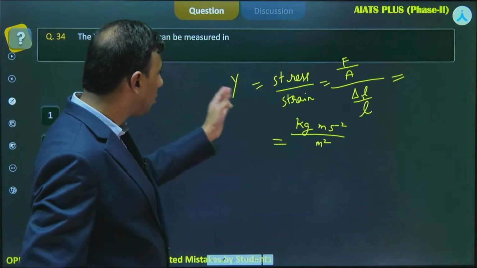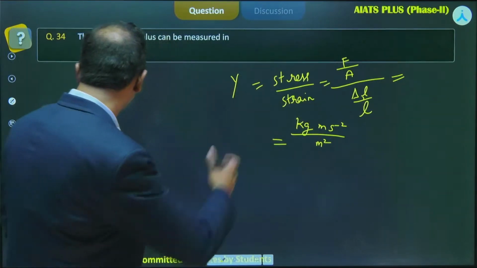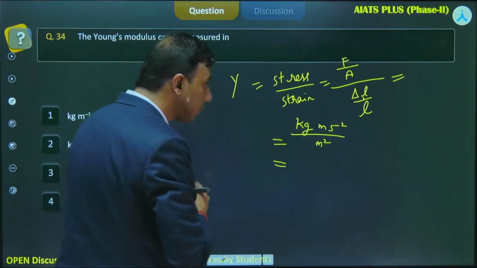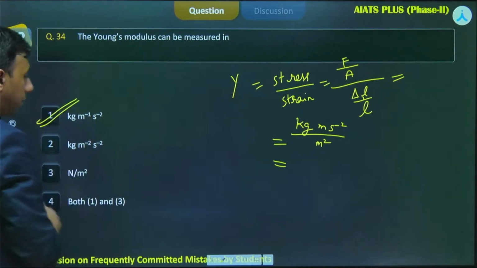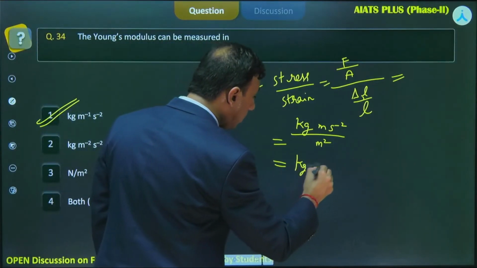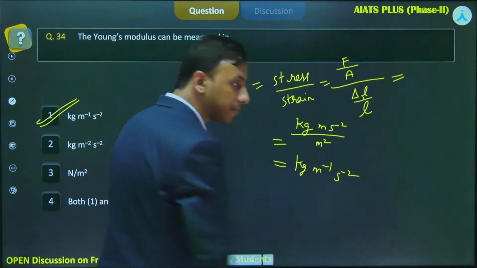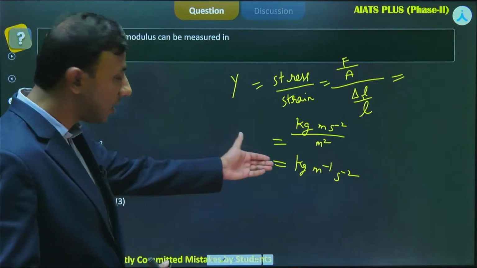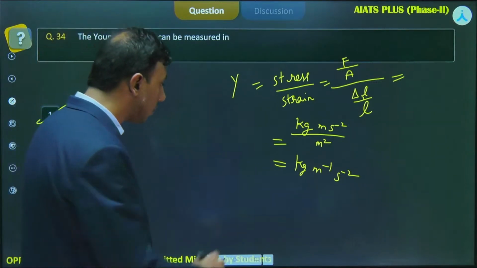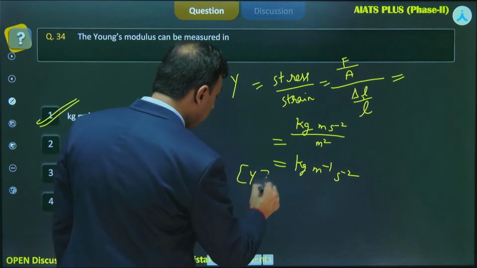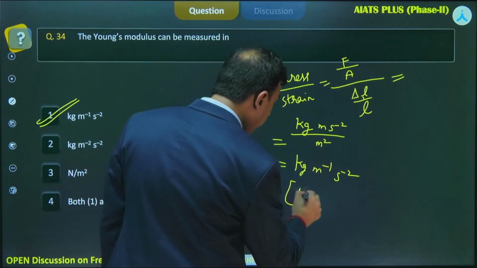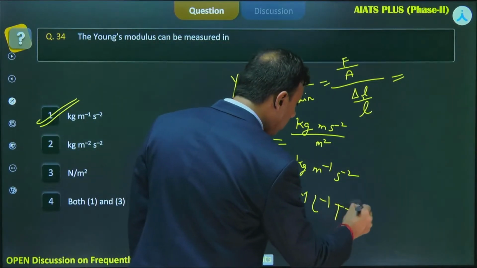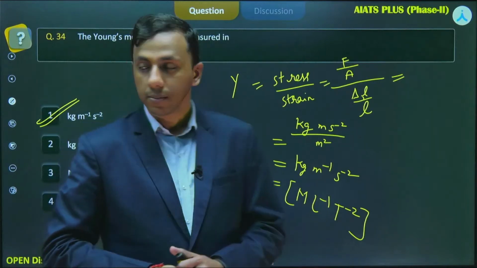All right. So the unit of Young's modulus would be this only, right? So if you solve them, what will you get? kg meter inverse, second minus 2. This would be the answer, right? Let me write it down: kg m minus 1 s minus 2. That's it. If you want, you can write their dimensions as well, right? So do you want me to write the dimension? Let's write it. kg's dimension would be M, m inverse meaning L inverse, second inverse meaning T inverse, okay?